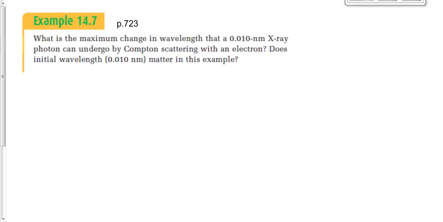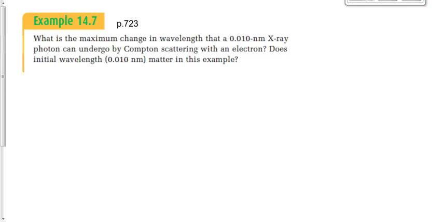Page 723, it says, what's the maximum change in wavelength that a 0.010 nanometer X-ray photon can undergo by Compton scattering with an electron? Does the initial wavelength in this example matter? What's the maximum change in wavelength? Okay, we haven't learned to find the maximum change in wavelength, so what do we got to do?